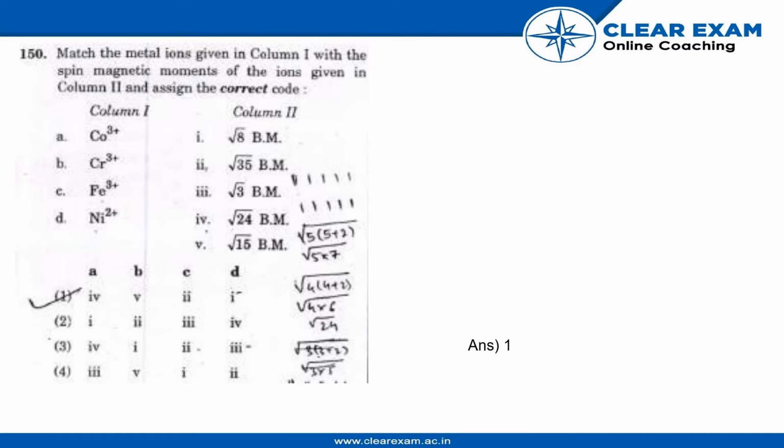Now the question says to match the metal ions given in column 1 with the spin magnetic moments of the ions given in column 2 and assign the correct code accordingly. In column 2 we have Co3+, Cr3+, Fe3+ and Ni2+. So we calculate the magnetic moment.